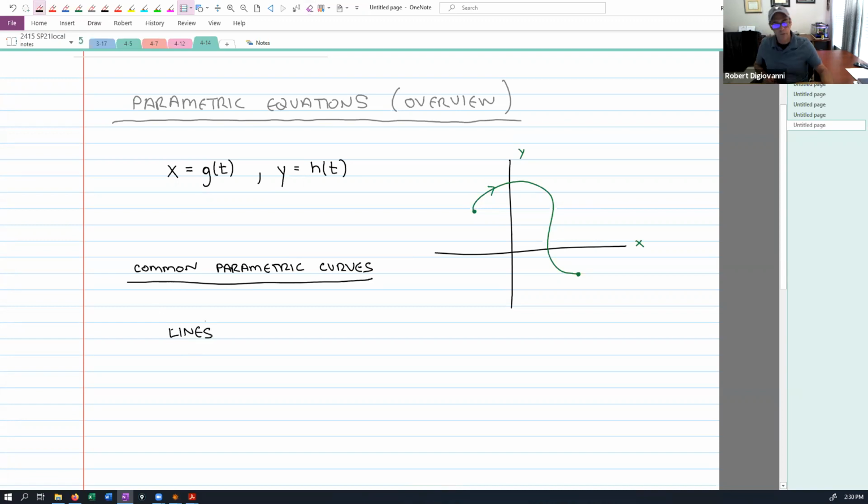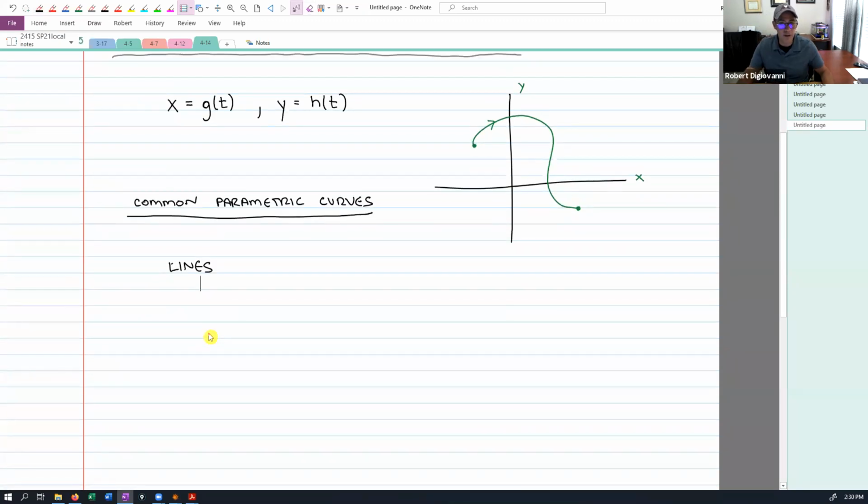Lines. Okay, I'm going to do this by doing an example. Let's say that we have the XY plane, and let's say that we have this line right here. I'm even going to tell you what the equation is. It's y = x + 2. That's the equation of the line.